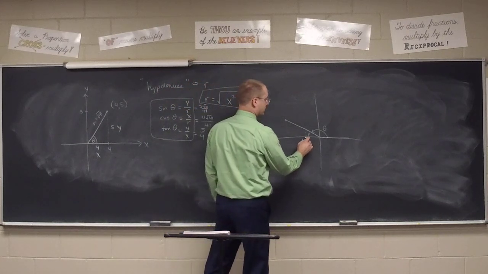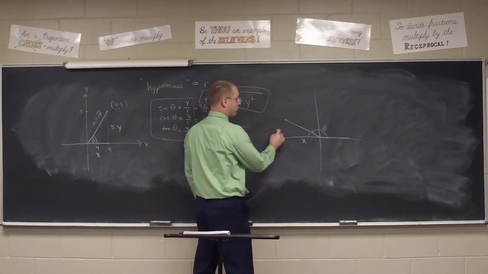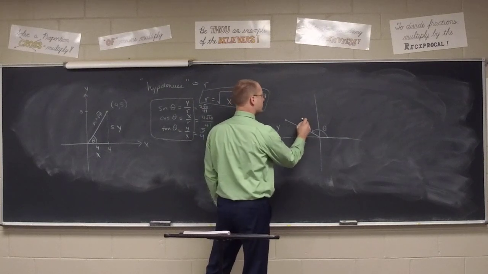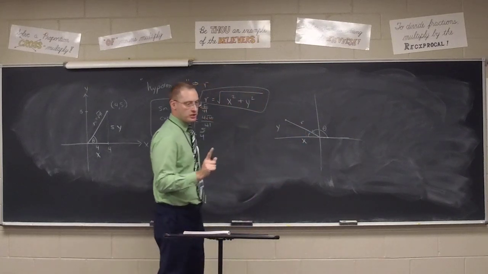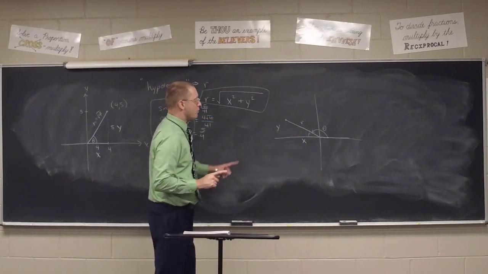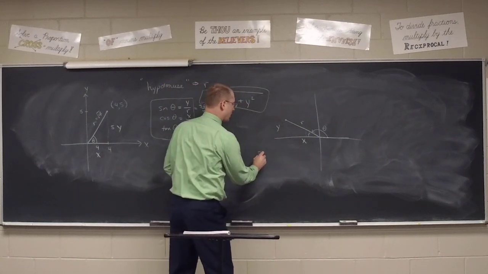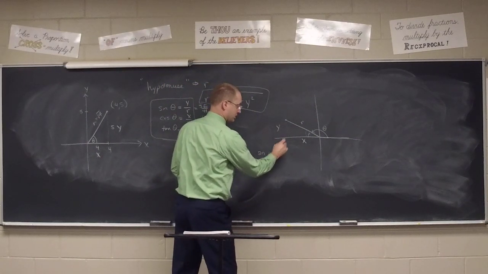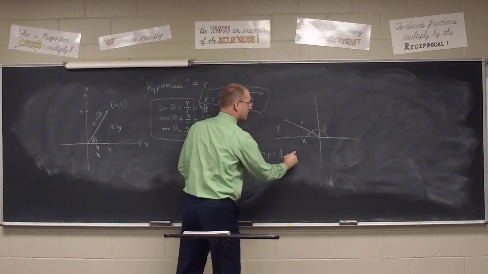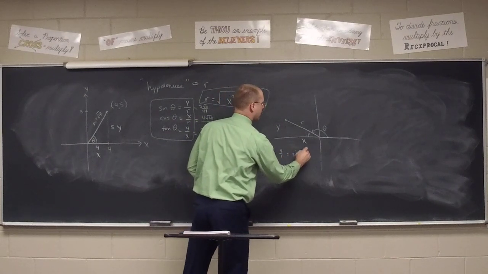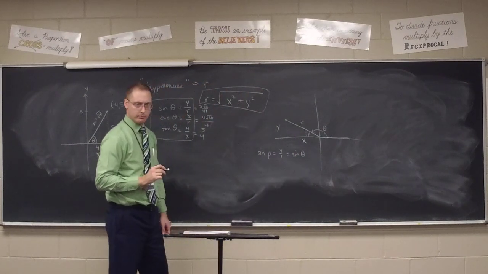We still have x as the adjacent. We still have y as the opposite. We still have r as the hypotenuse. But here's what's interesting. Whatever the sine of rho is, in this case y over r, it will also be the sine of theta.